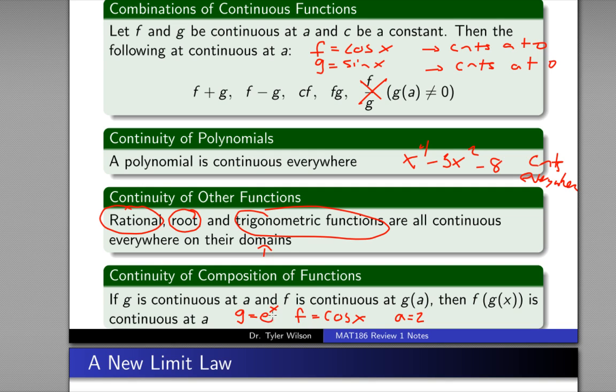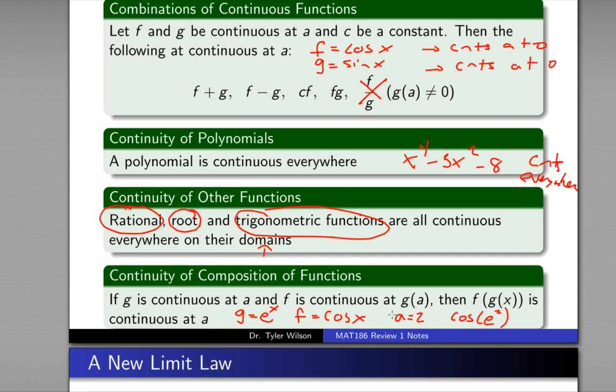No big deal. You can plug in: the limit from the left and the limit from the right are equal to e squared. No problem. So g of x is continuous at a equals 2, and cos x is continuous at e to the power of a.